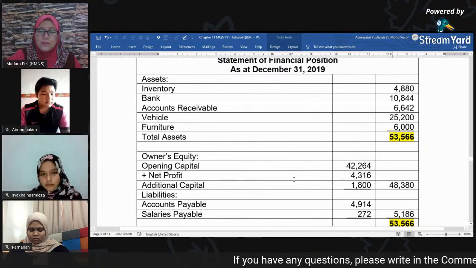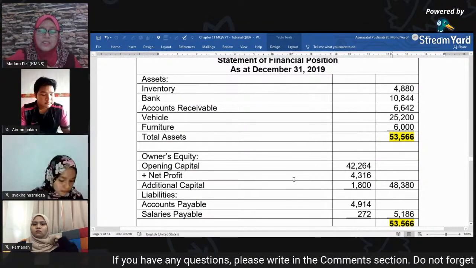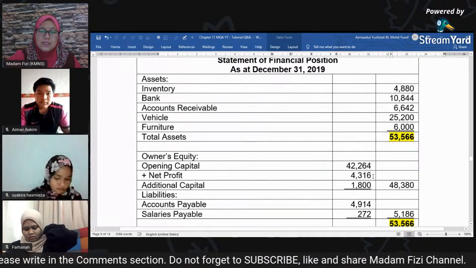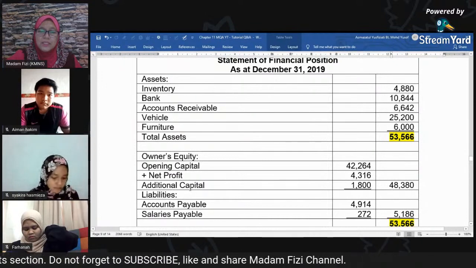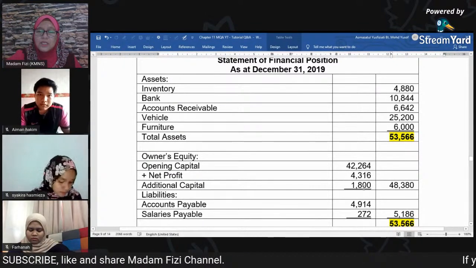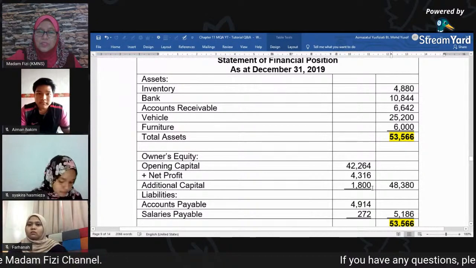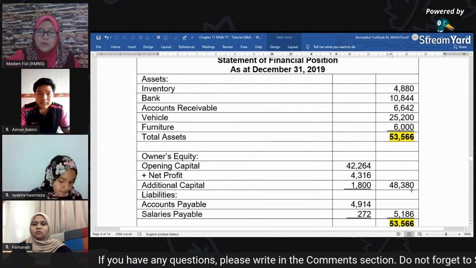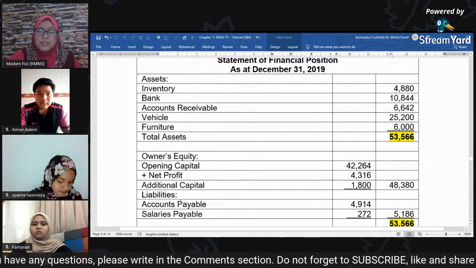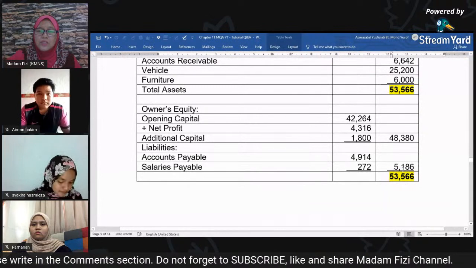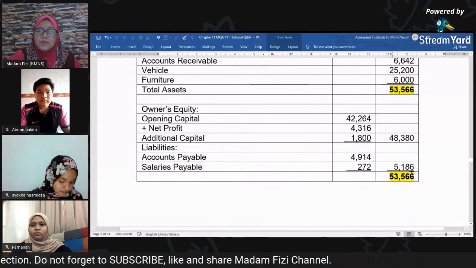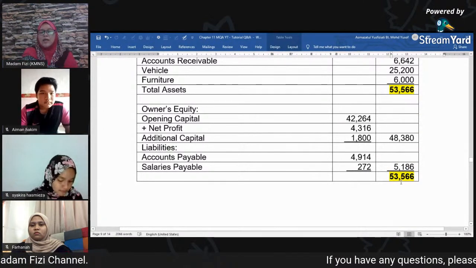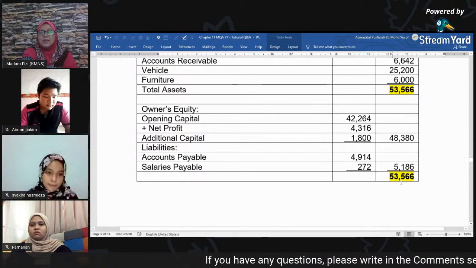and owner equity. Okay, owner equity is opening capital 42,264 plus net profit from the C answer is 4,316 plus additional capital if there is any. So 1,800. Okay, so the closing capital is 48,380 and total liabilities is 5,186. So total owner equity and liability is 53,566 equals the total asset.